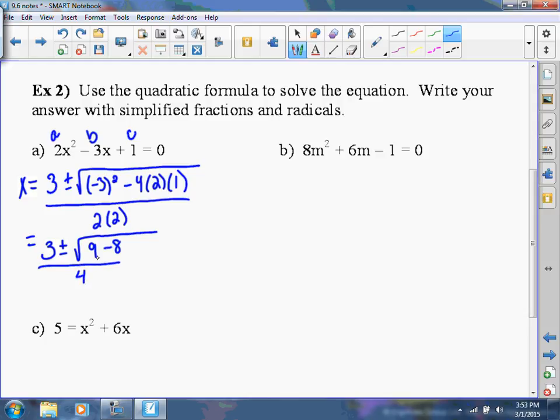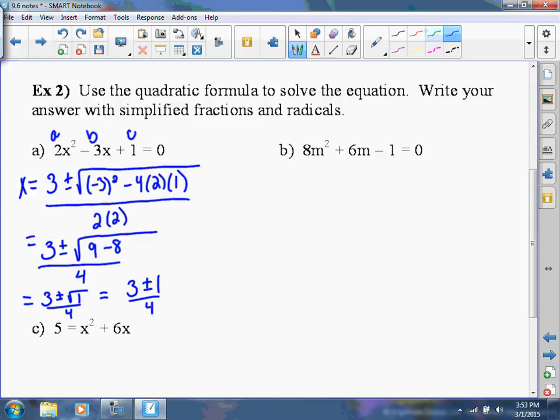But now I'm not done simplifying inside my radical. 9 minus 8 is going to be 1. So I have the square root of 1 over 4. And the square root of 1 is really 1. So I have 3 plus or minus 1 over 4.